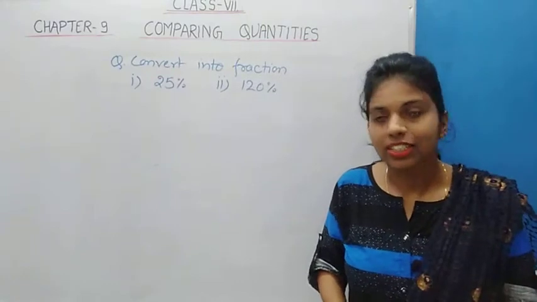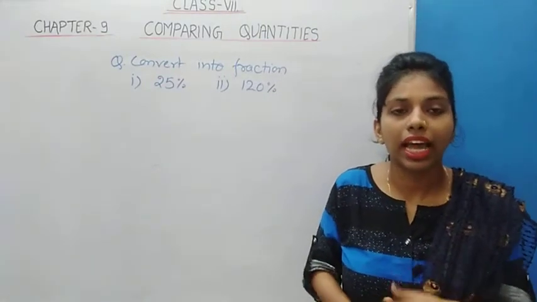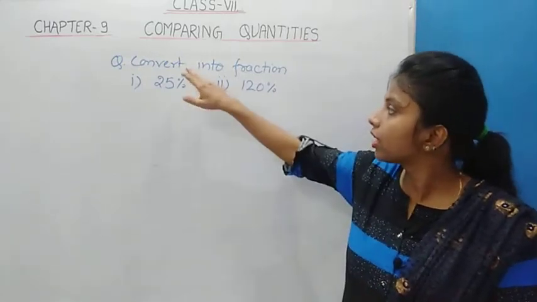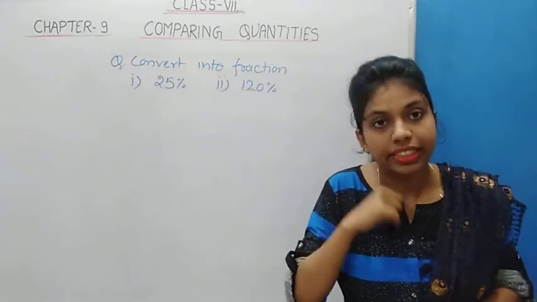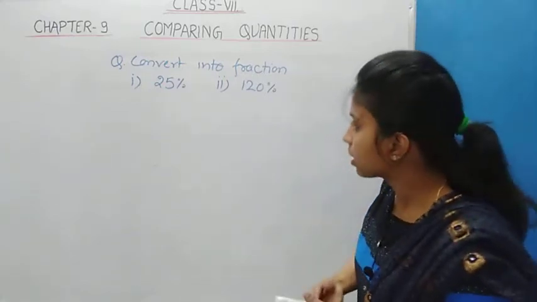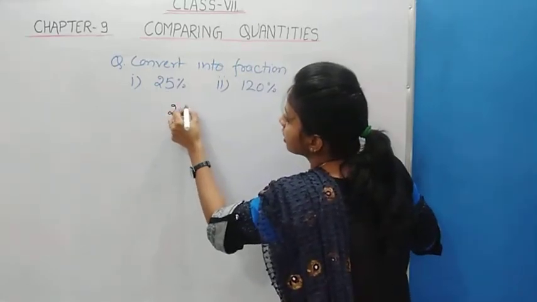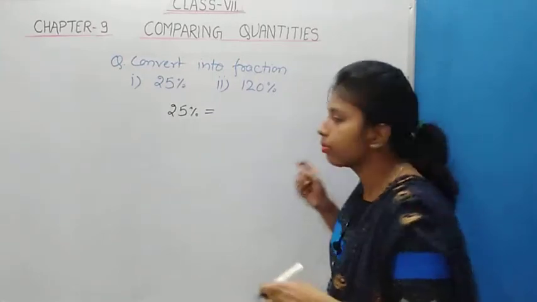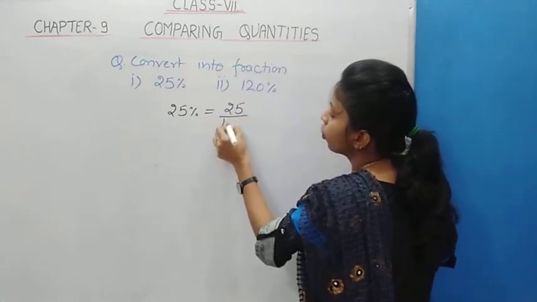Okay, let's discuss this question. In the previous question we discussed how we can convert a fraction into a percentage. Now the question is how we can convert a percentage into a fraction. We know that here the percentage is given as 25%. The meaning of percentage is divided by 100. So 25% means 25 out of 100.